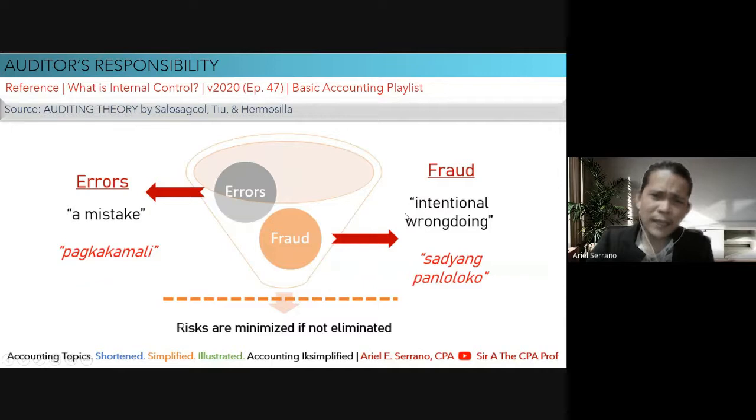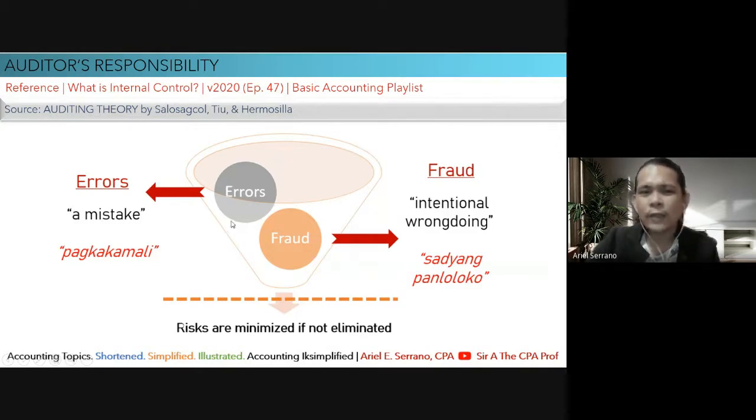I have a playlist for the basic accounting, and as part of that, when I discuss the internal control, nabanggit ko doon, under this one, this is my reference if you want to visit it, but it is not required naman. Kinapture ko lang itong slide doon.